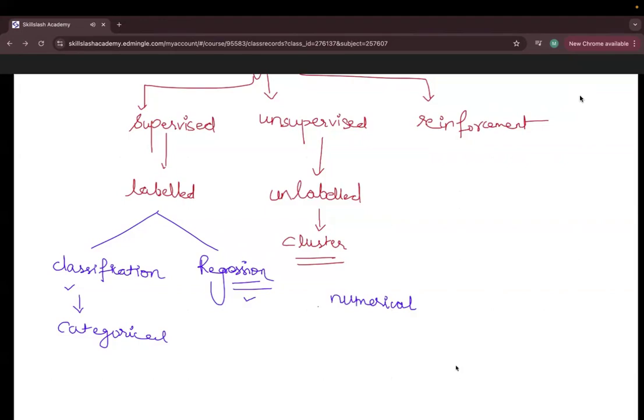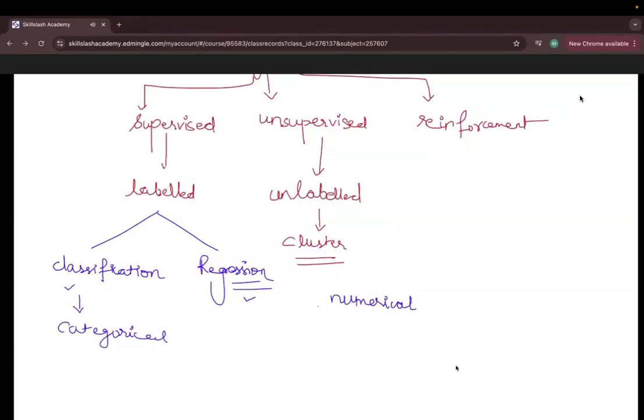So it's not necessary that every time you are going to get values like yes or no. There is a possibility that values are going to come in the form of classes.